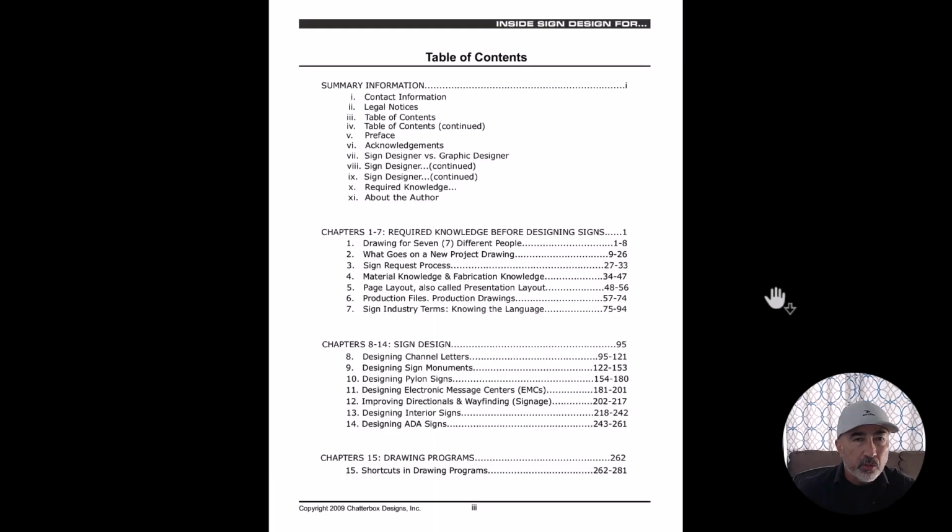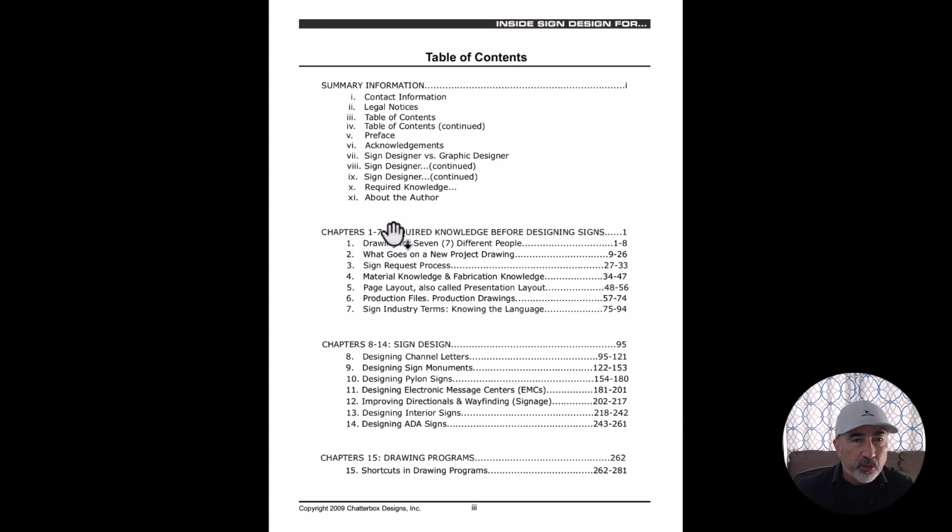So there's a lot of things that we're not going to cover that I don't think are relevant to this overview, but we are going to talk about chapters 1 through 7, required knowledge before designing signs. We're going to go over that a little bit. And then chapters 8 through 14, sign design, these specific areas. I want to stop here for a moment because this overview is going to touch on these, and then in subsequent videos I'll get a little bit more in depth.